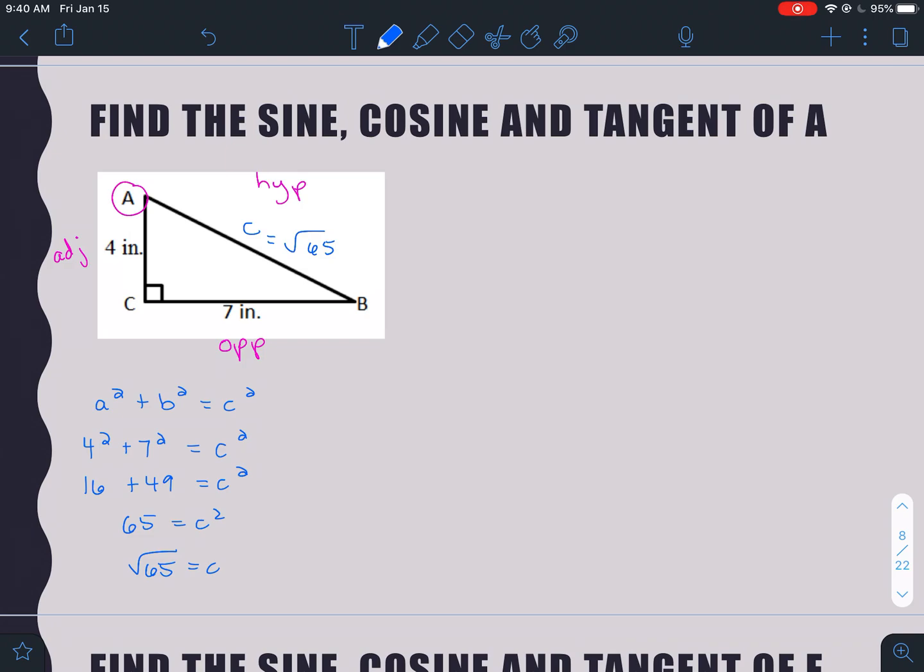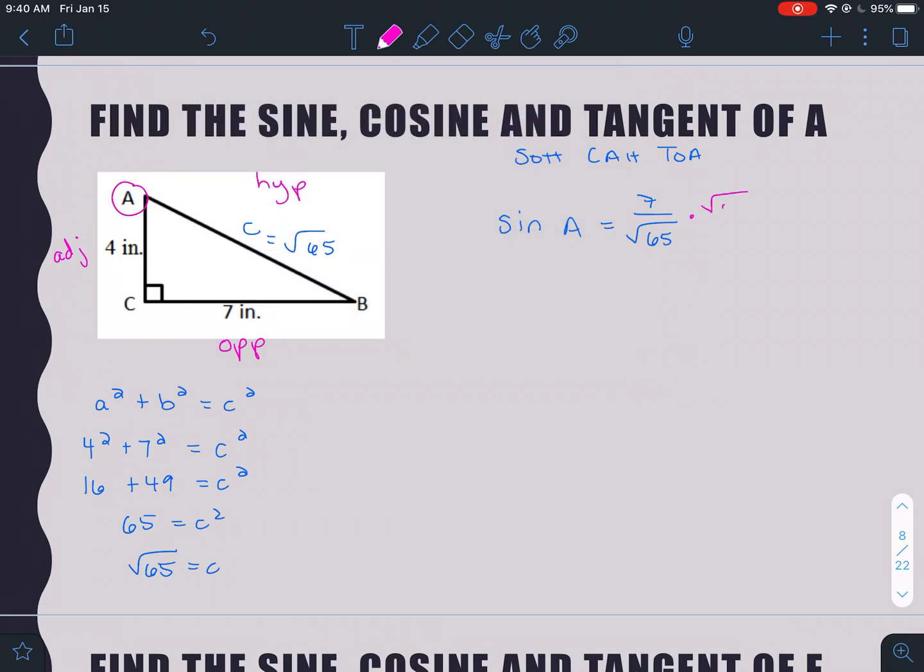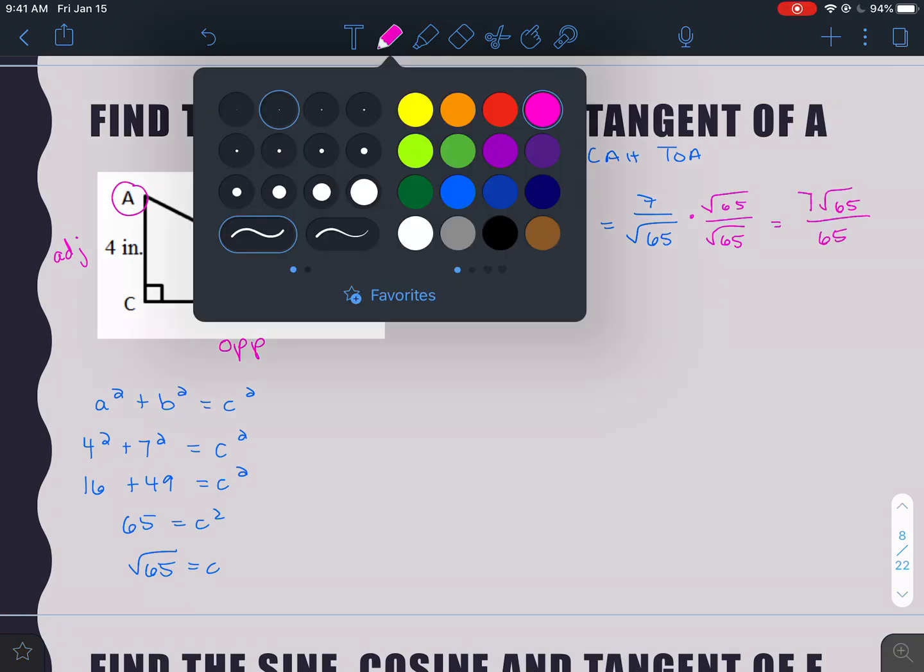All right, so now we want to find the sine, cosine, and tangent of A. Well, the sine of angle A, remember it's SOH CAH TOA. The sine is the opposite side divided by the hypotenuse. Well, the opposite side is 7, and the hypotenuse is the square root of 65. So it's 7 over square root 65. To rationalize the denominator, multiply the top and the bottom by the square root of 65. So you would get 7 square root 65 over 65.